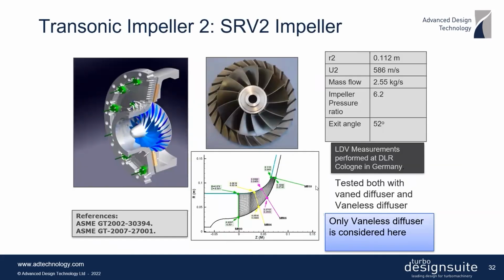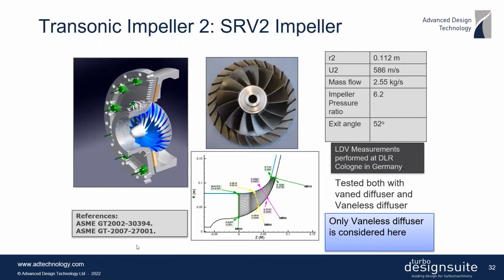So now the second case that we're going to see is a much higher pressure ratio impeller. And this is also quite a well-known case. It's the SRV2 impeller that's been subject to very detailed LDV measurements at DLR in Germany. And in fact, it's also been subject to a redesign study, which was published in 2007. And that was a collaboration between DLR, MAN Turbo, and ABB Turbo.